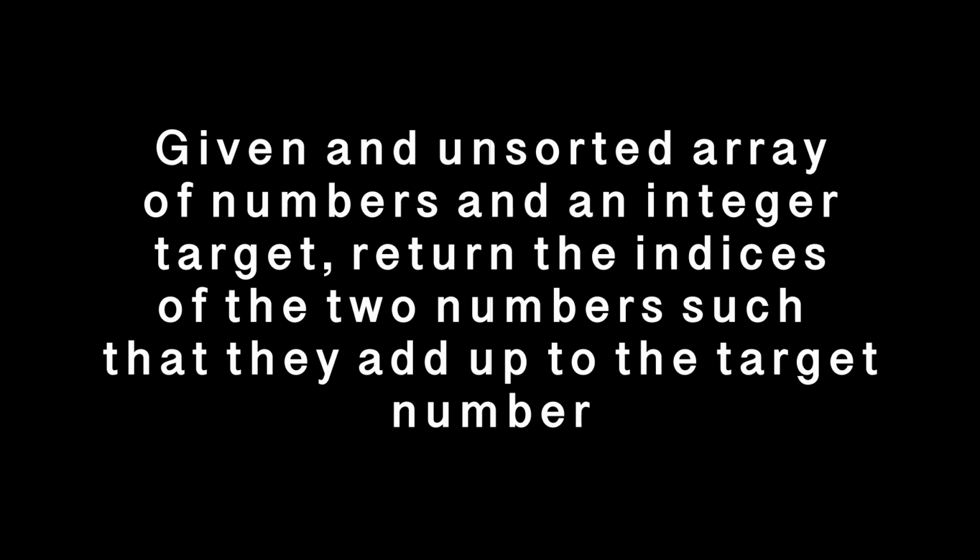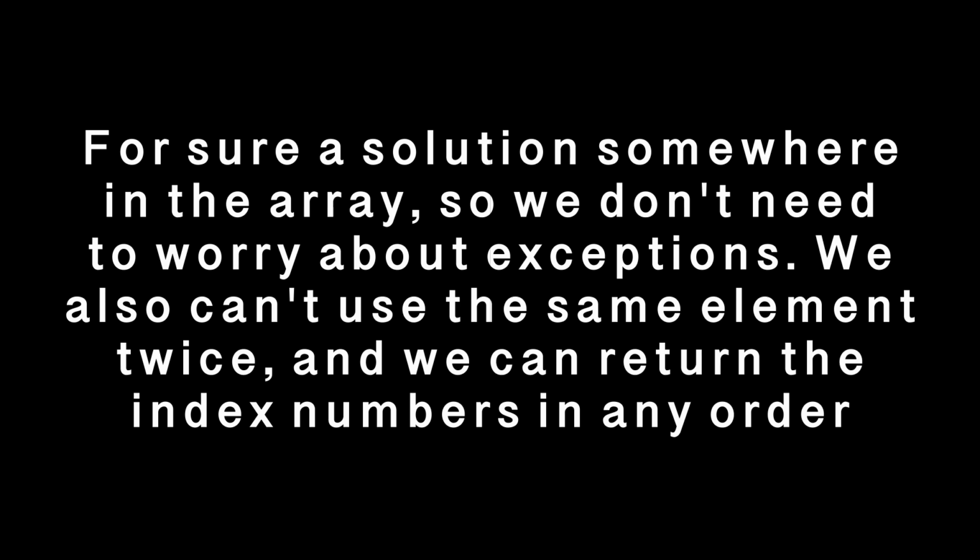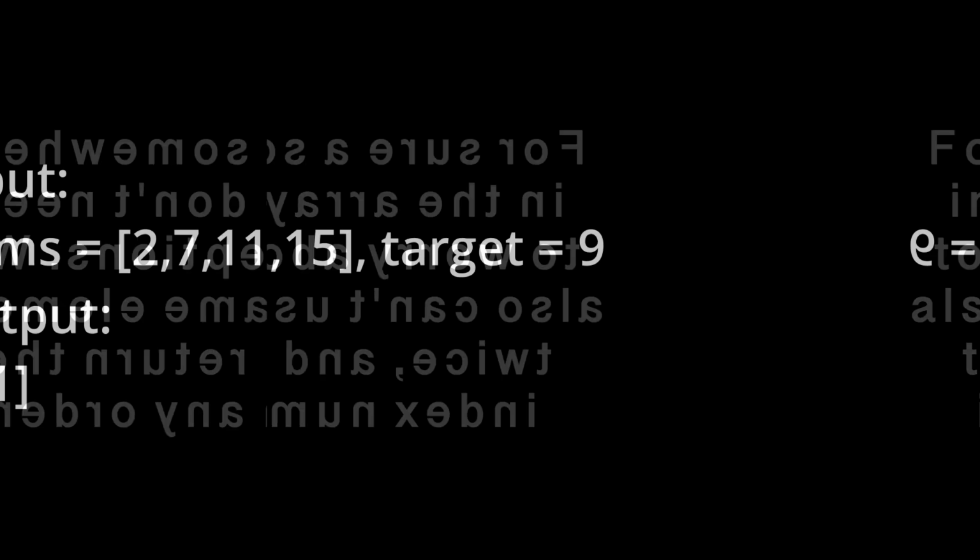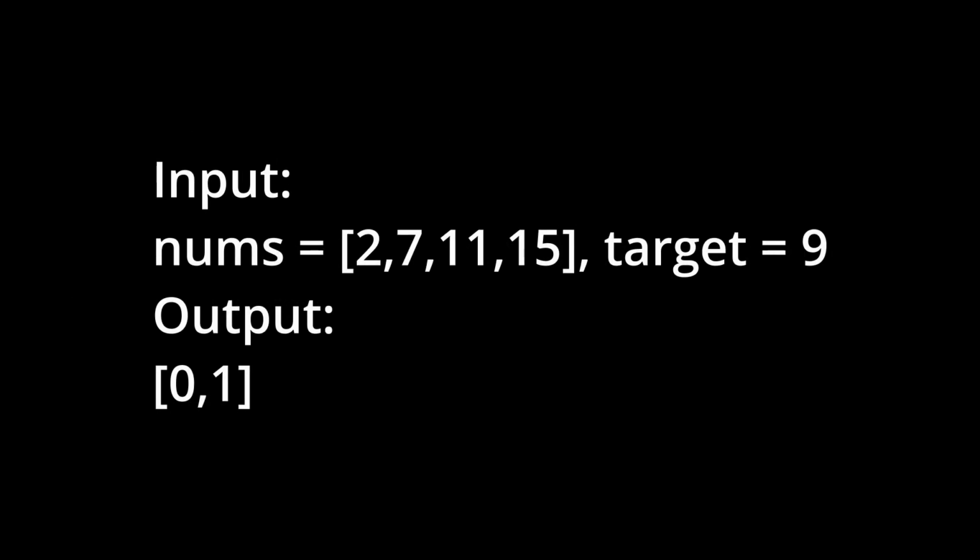So the description of the problem is: given an unsorted array of numbers and an integer target, return the indices of the two numbers such that they add up to the target number. We're also given that there is for sure a solution somewhere in the array, so we don't need to worry about any exceptions. We also can't use the same element twice, and we can return the index numbers in any order.